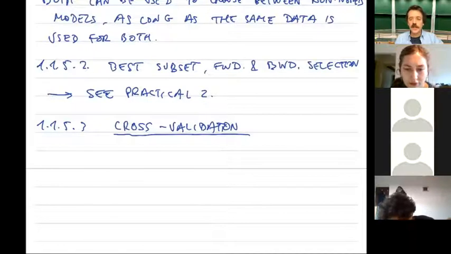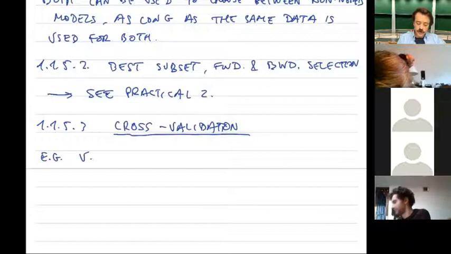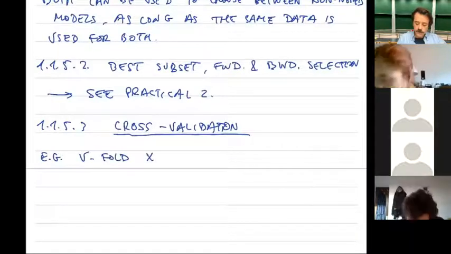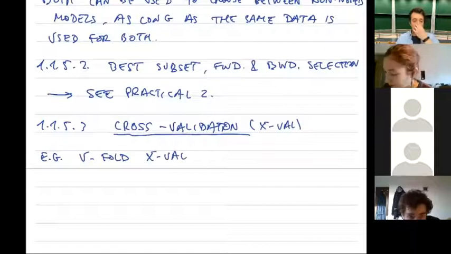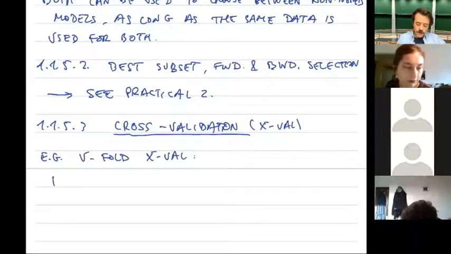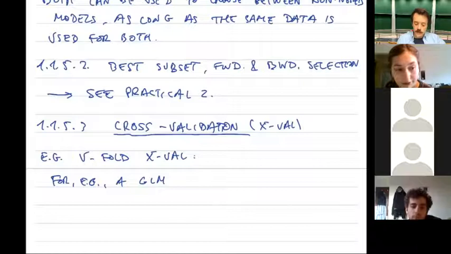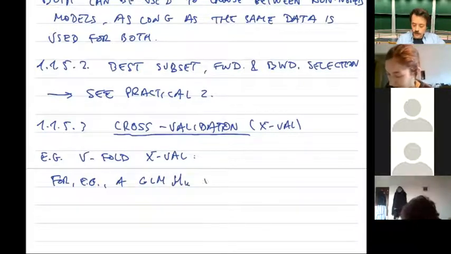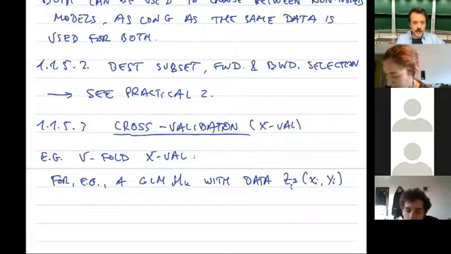A very popular type of cross-validation procedure is what is called V-fold cross-validation. Let me just write cross-val. So for instance, a GLM, the kth model, with data Z equal to (x_i, y_i), we have the following. And I'm sorry, I'm going to use a couple more minutes.